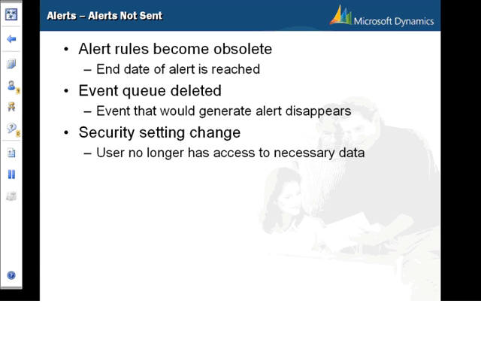And the last one, security settings have changed. If security settings change and the user no longer has permission to access the data that forms the basis of the alert rule, no alerts generated by this rule are delivered to the user.